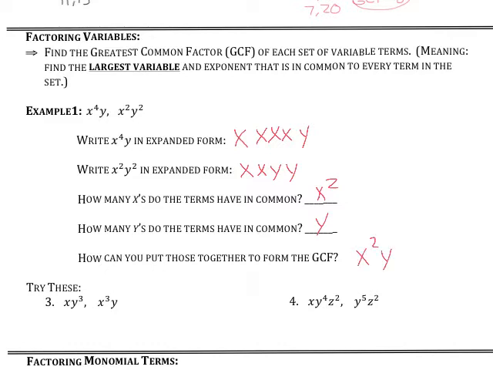Okay. So you don't necessarily have to write them out in standard form every single time, if you understand that x to the 4th is really 4 x's. So go ahead and try numbers 3 and 4 together with your partners.